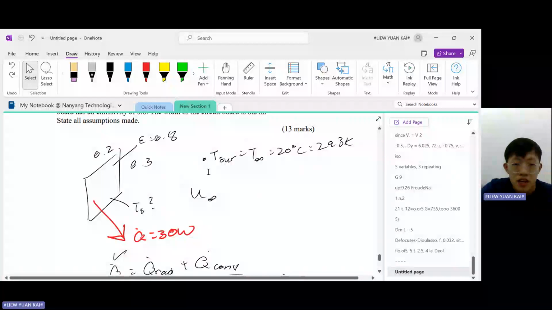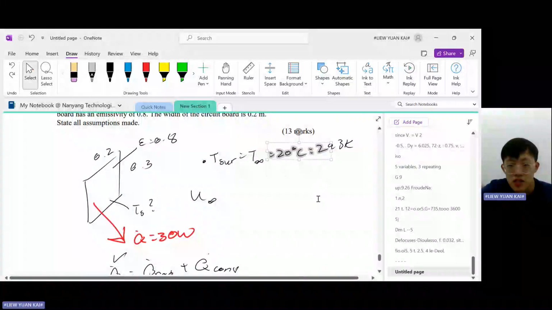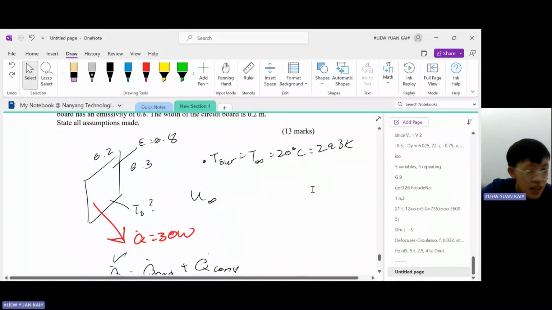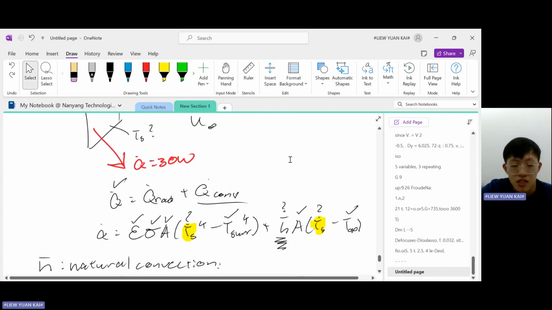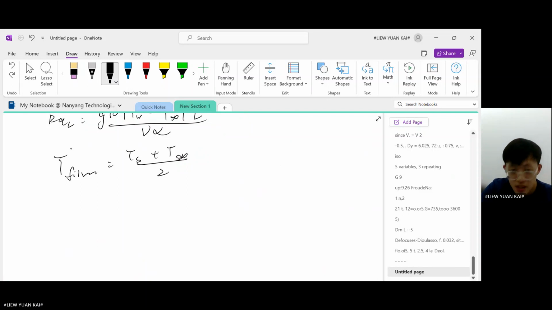So that means if this is 20 degrees Celsius and heat flows towards this 20 degrees Celsius, the board must be hotter than 20 degrees Celsius. So you just choose any temperature above 20 degrees Celsius. You can choose 100, 50, 1000, 60, whatever, as long as it's above 20 degrees Celsius, okay? So I'm going to assume it's 80 degrees Celsius.